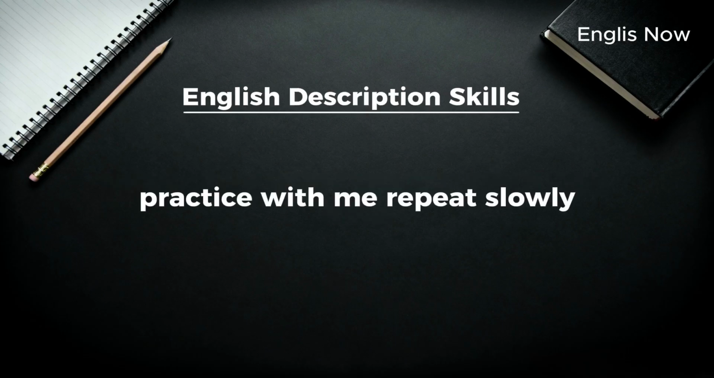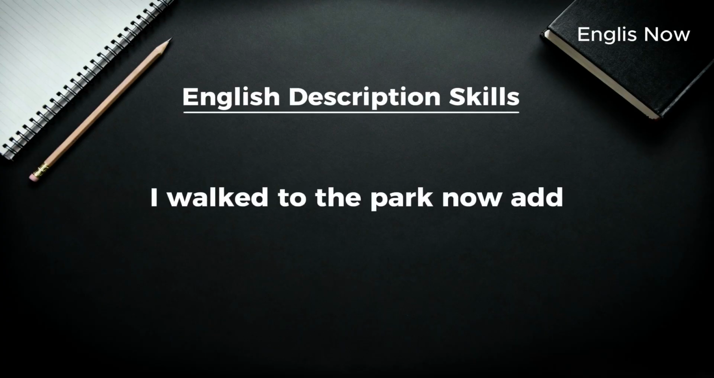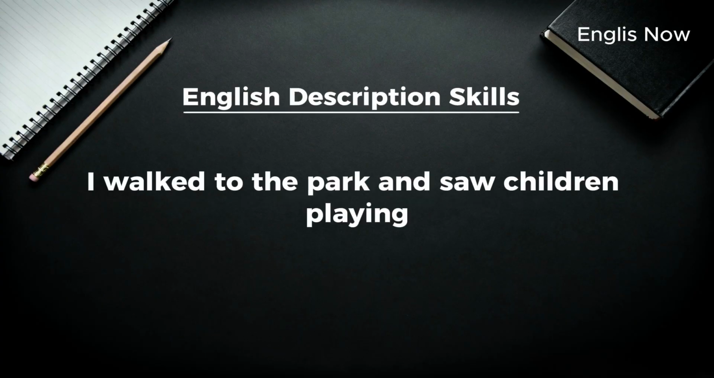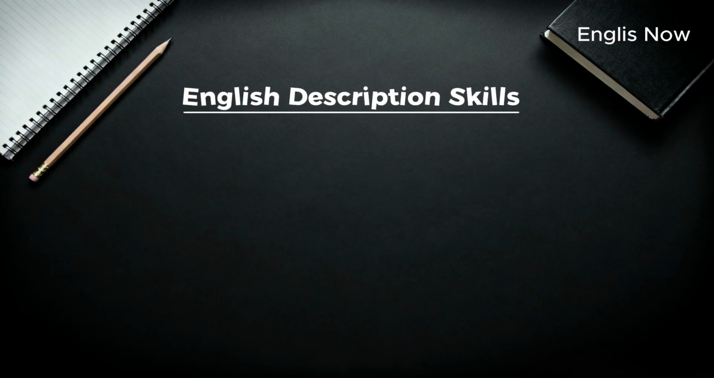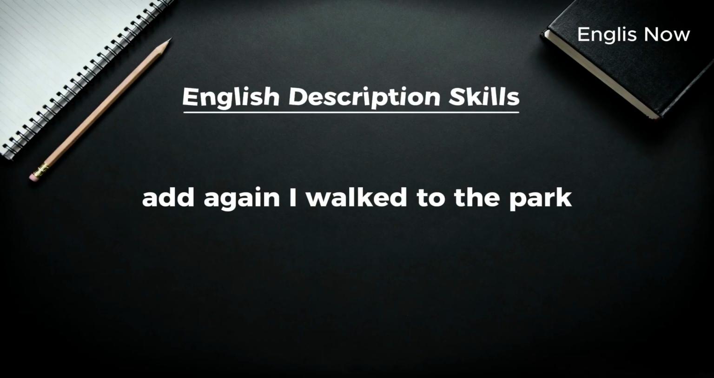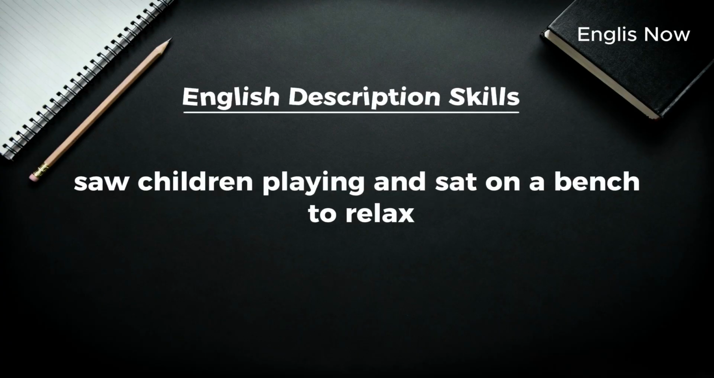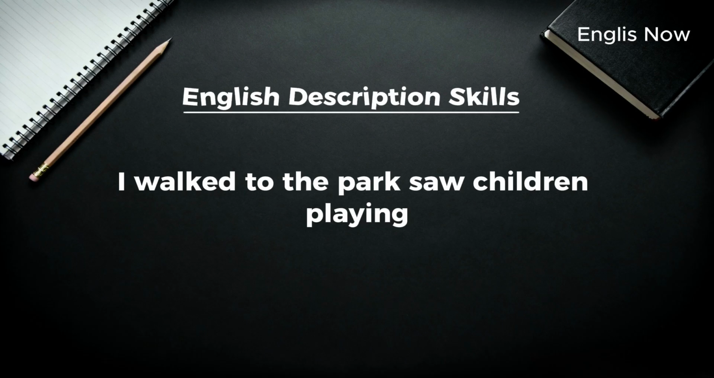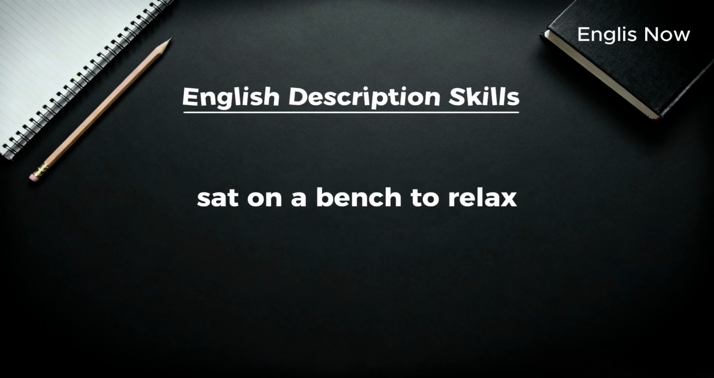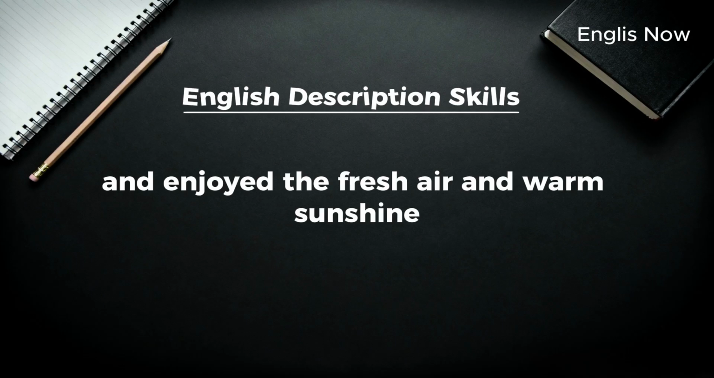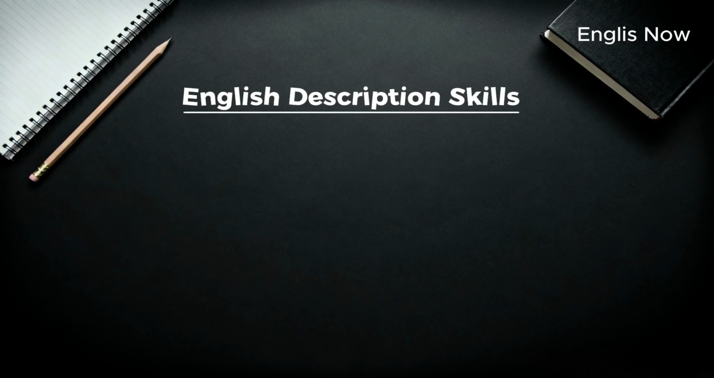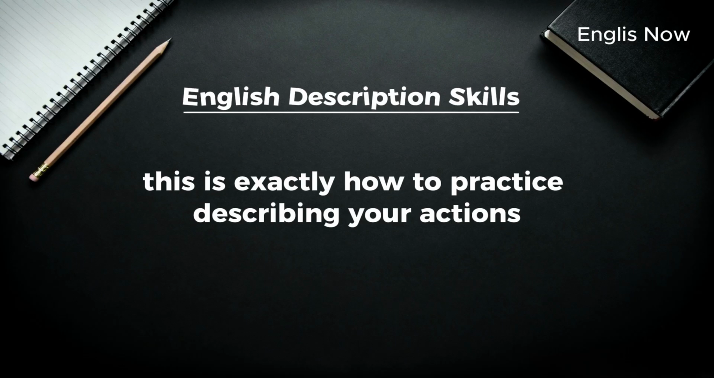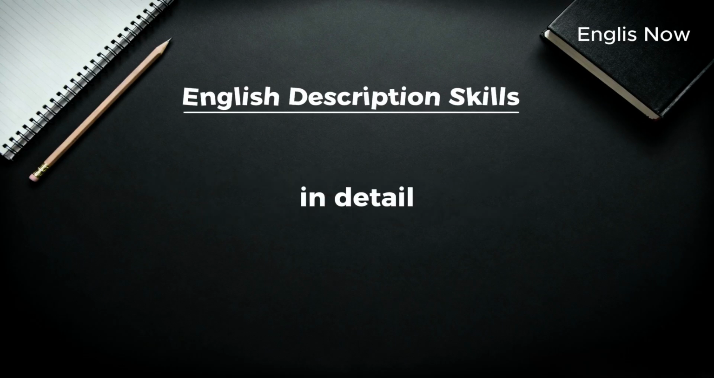Practice with me. Repeat slowly. I walked to the park. Now add, I walked to the park and saw children playing. Add again, I walked to the park, saw children playing, and sat on a bench to relax. Add more. I walked to the park, saw children playing, sat on a bench to relax, and enjoyed the fresh air and warm sunshine. This is exactly how to practice describing your actions in detail.